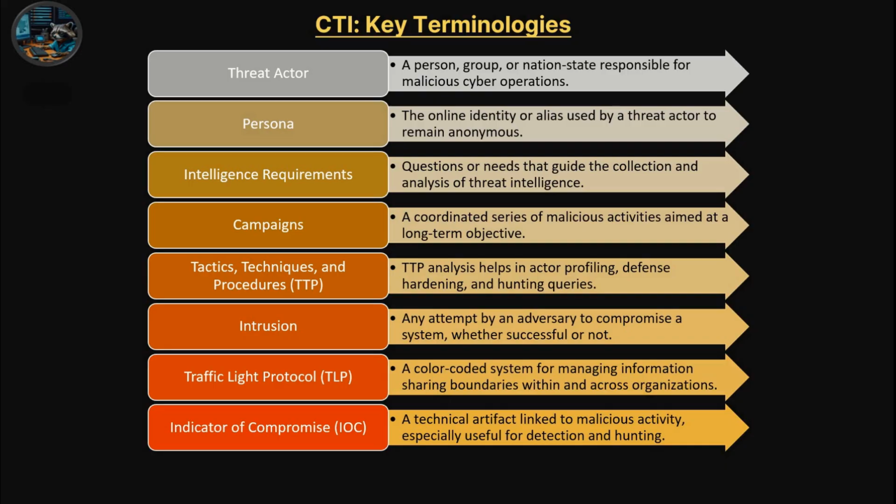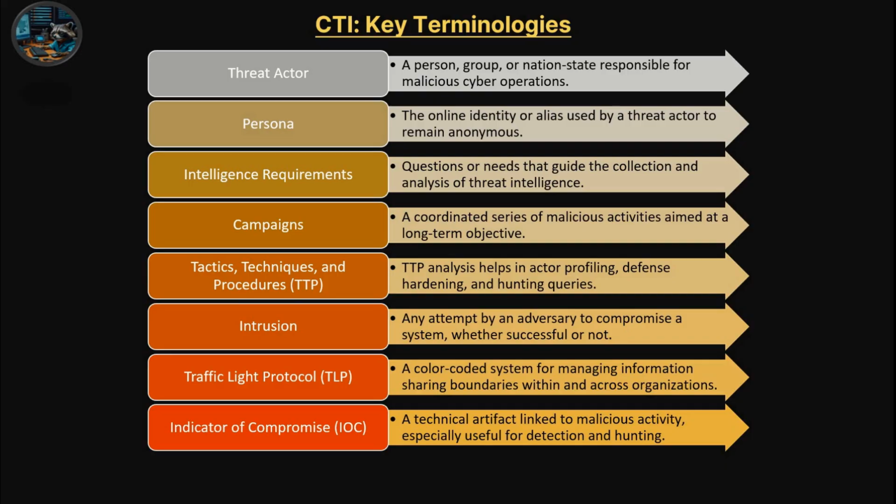Okay. Then we have TTPs, which are defined as tactics, techniques, and procedures that help the analyst to perform the analysis in actor profiling, defense hardening, and hunting queries. For example, the tactic is defined as the high level objective or phase of attack. For example, initial access, execution, persistence. Then we have technique. Technique is defined as the method which is used to achieve the tactic. For example, spear phishing, which is defined under T1566, and credential dumping, which is defined under T1003.